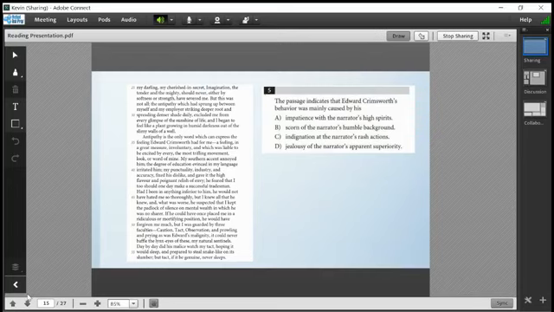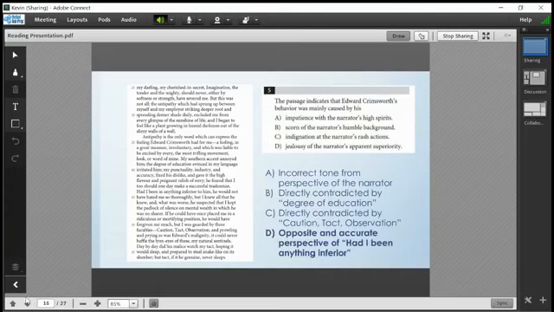So in this case, the passage indicates that Edward Crimsworth's behavior was mainly caused by his. Again, we want to focus on perspective and tone. If we notice, A, impatience with the narrator's high spirits, we know that will be a positive answer, so that's one we probably find incorrect. For the rest of these answer choices, we pretty much have to go to the text to find out why some of these answer choices are wrong.